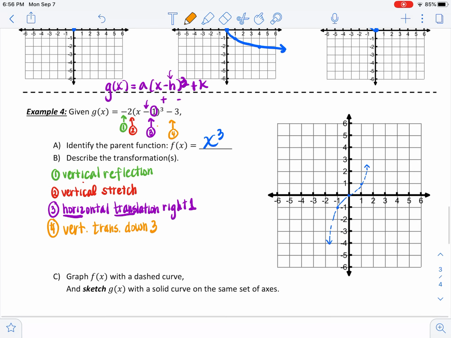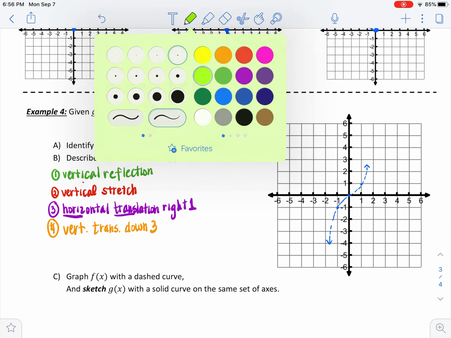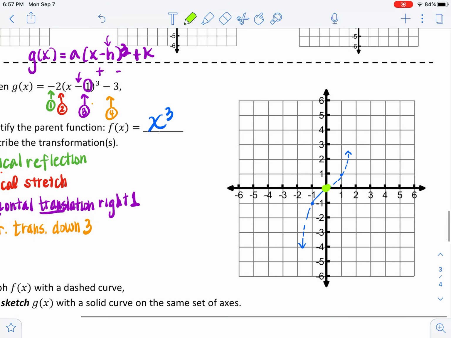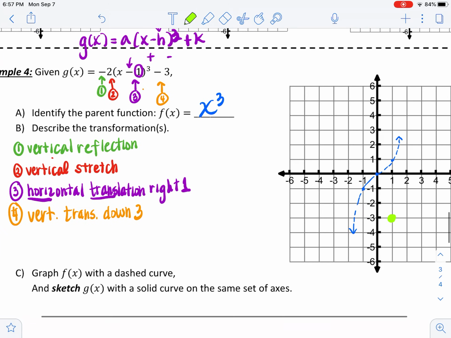All right, now I'm going to do all of these things. I'm going to perform this here. So I'm going to start with moving this point right here, how far it's moved right, left, up, and down. So it's moved right 1, down 3. So I'm going to move it right 1, down 3, and that's my new point. That was at (0, 0). Now I know that I have to vertically reflect it and vertically stretch it.